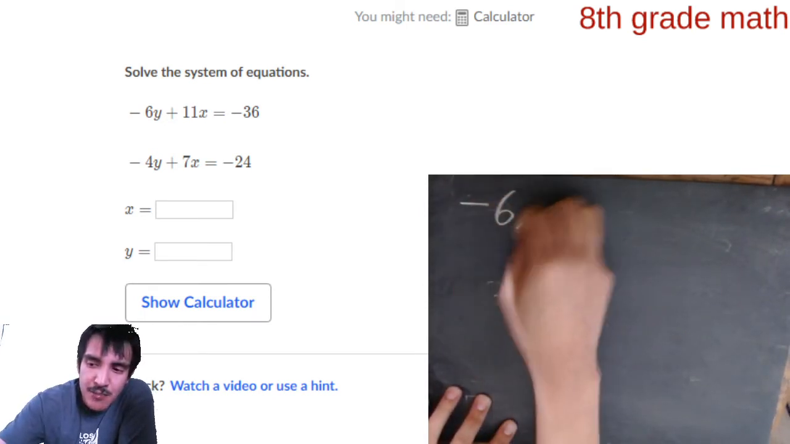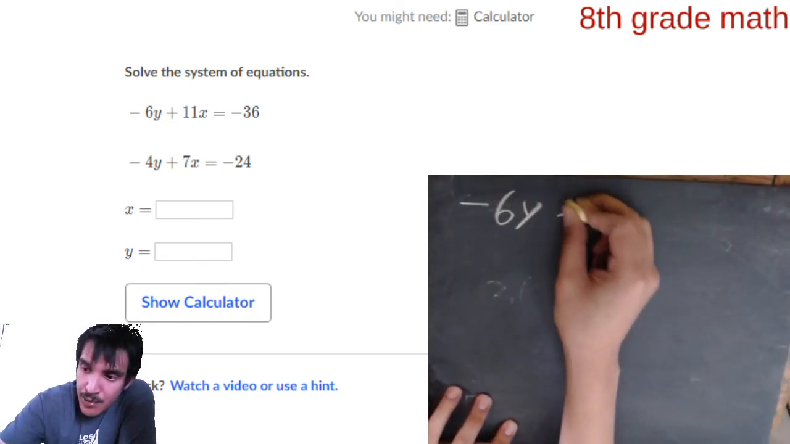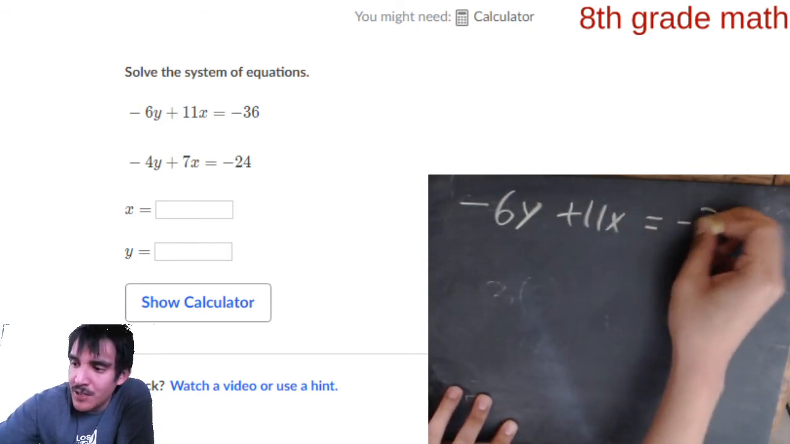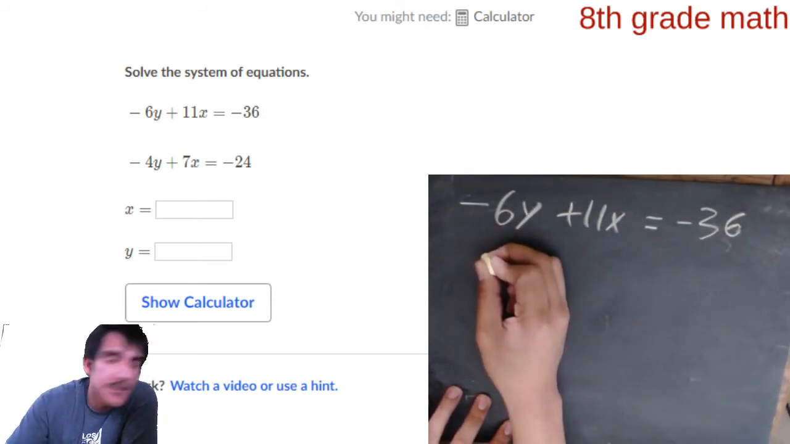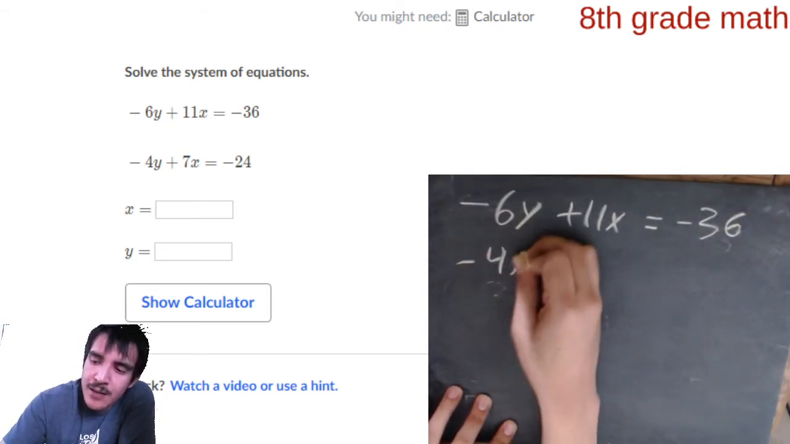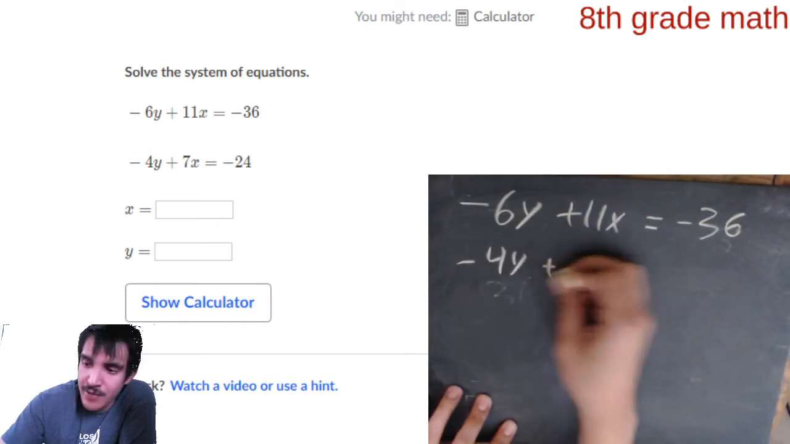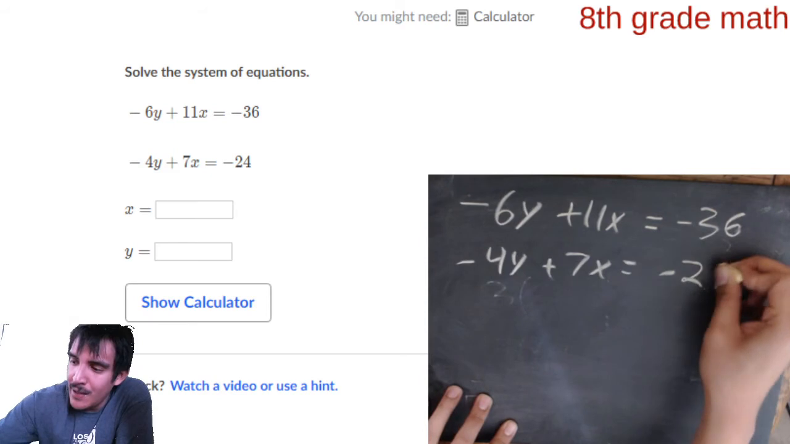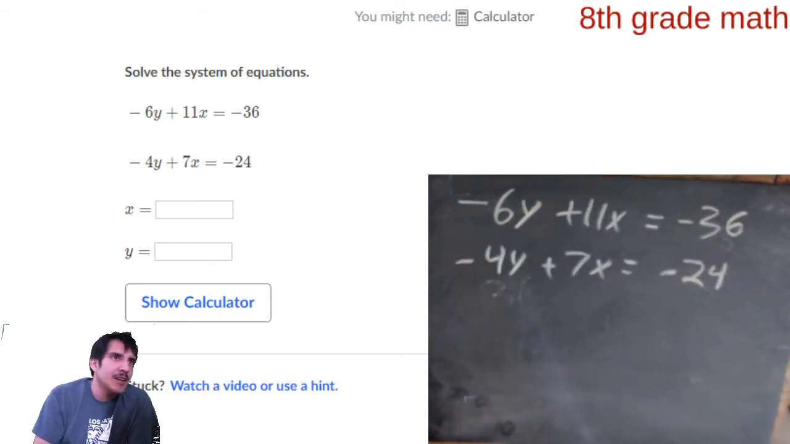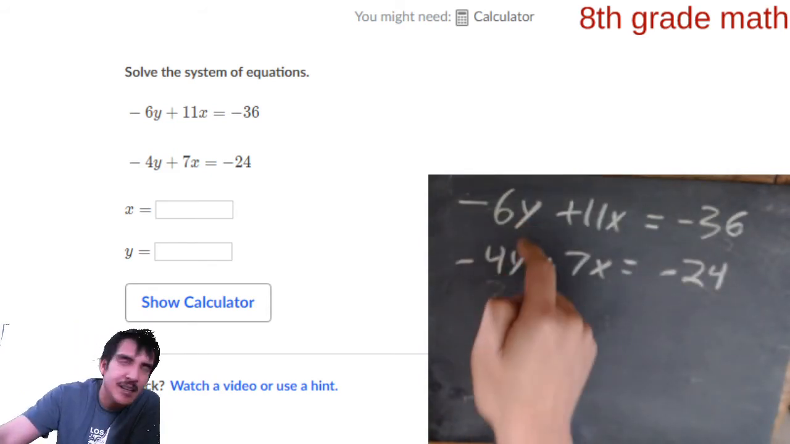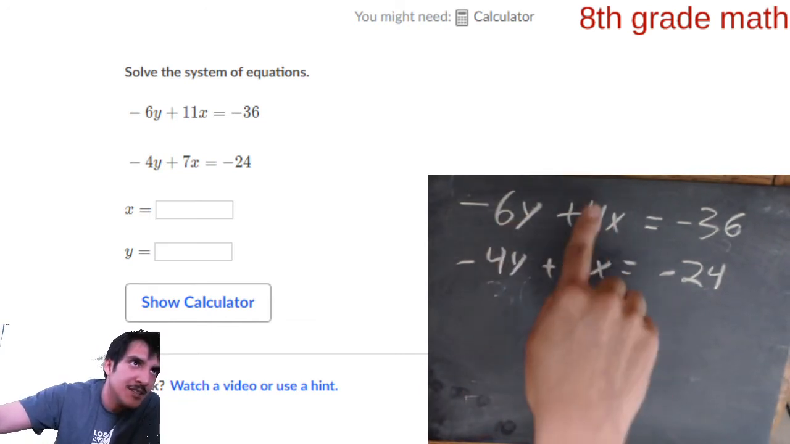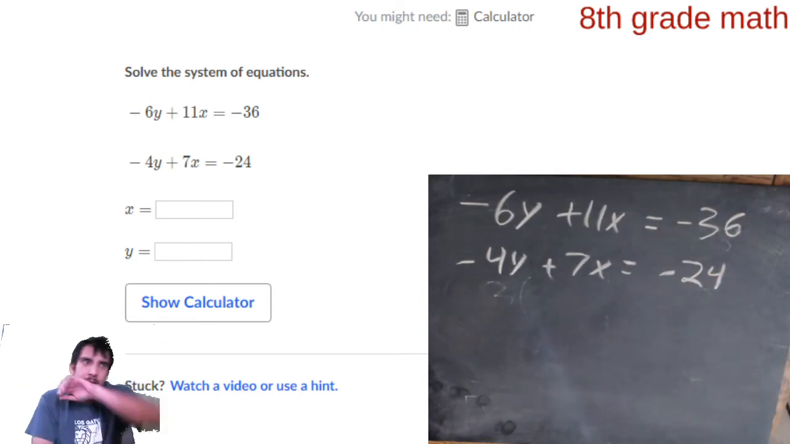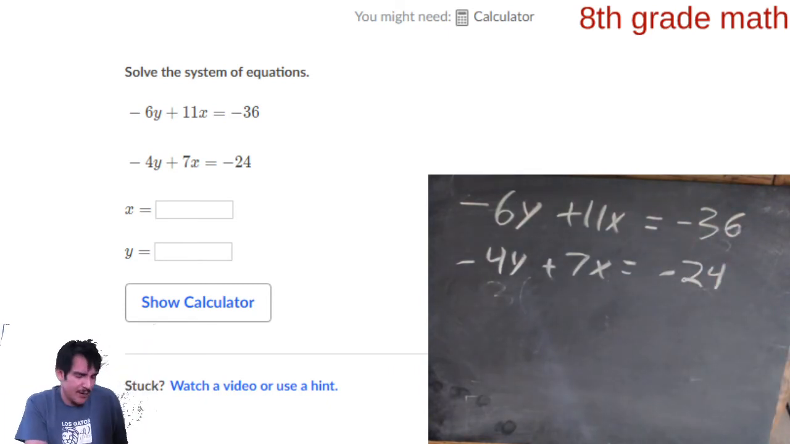All right, so let's write down this system of equations real quick. We got negative 6y plus 11x equals negative 36. Next we got negative 4y plus 7x equals negative 24. So as you can see, we do not have opposites right now. These two are not opposites, these two are not opposites, and it doesn't matter if these are opposites, but these two are not opposites either.